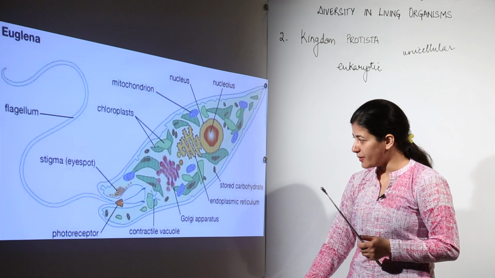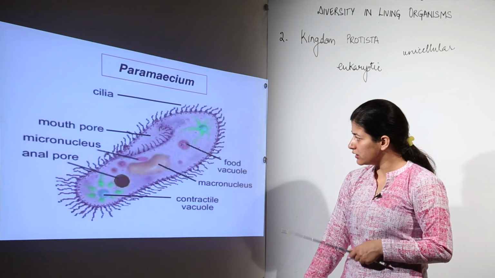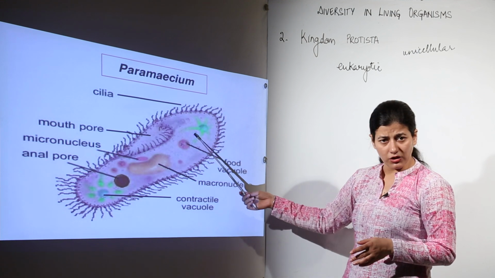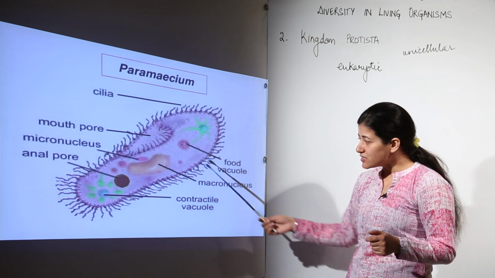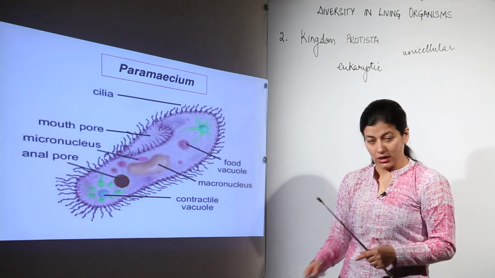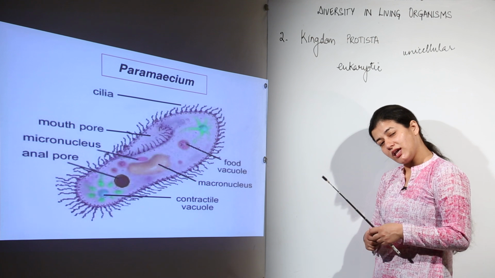You saw in the case of Paramecium there was nothing like green which was visible. This is a contractile vacuole, and this is again a contractile vacuole that is present. There is a food vacuole that is present. That means the mode of nutrition in this case is varied. So was in the case of Protista.